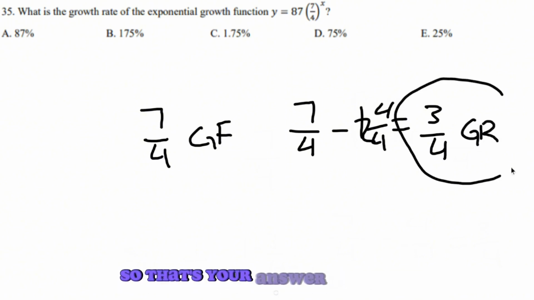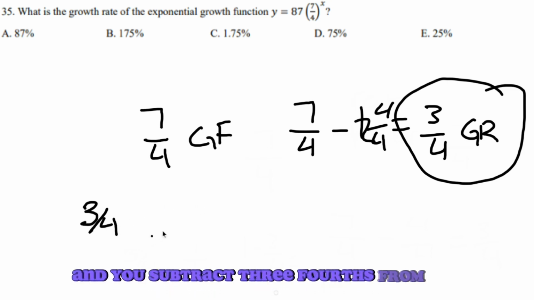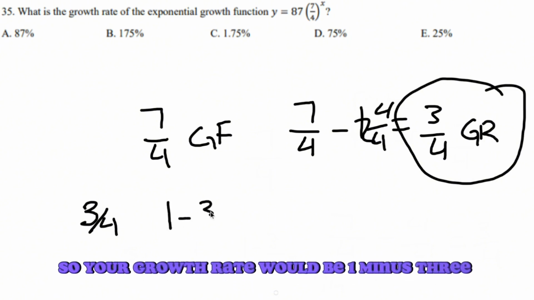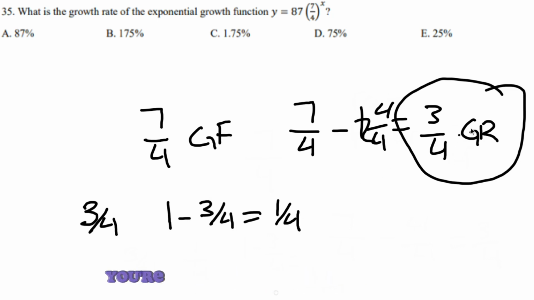So that's your answer. However, let's say you want to do this for a decay function. What you would do is you take your decay factor, so in this case, let's say 3/4, and you subtract 3/4 from 1. So your decay rate would be 1 minus 3/4, and that's 1/4. But in this case, they're asking for the growth rate, which is 3/4, and that's your answer.